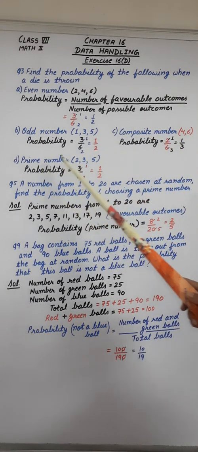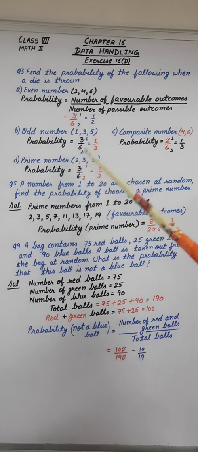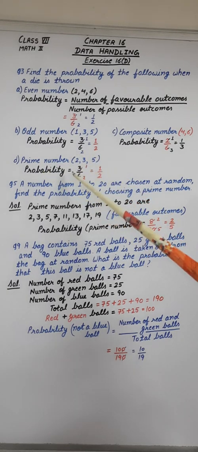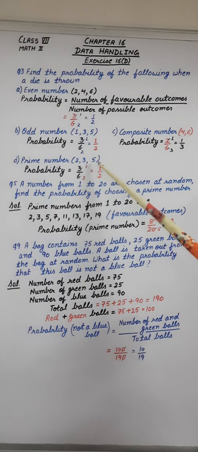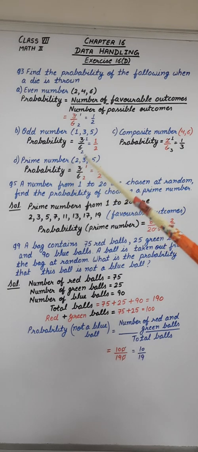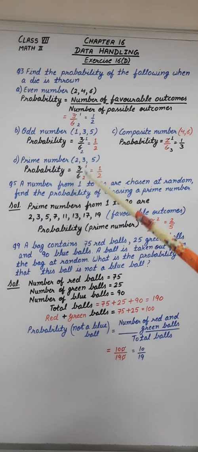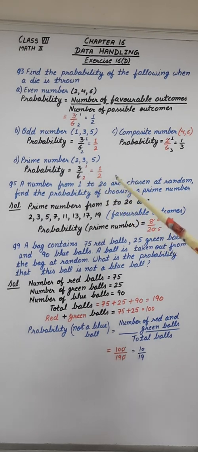Next is probability of a prime number. Now, prime numbers from 1 to 6: 2, 3, 5. These are 3 prime numbers. So, probability of getting a prime number is 3 upon 6. So, there are 3 prime numbers upon total results will be 6. So, 3 upon 6, reducing it, 1 by 2.